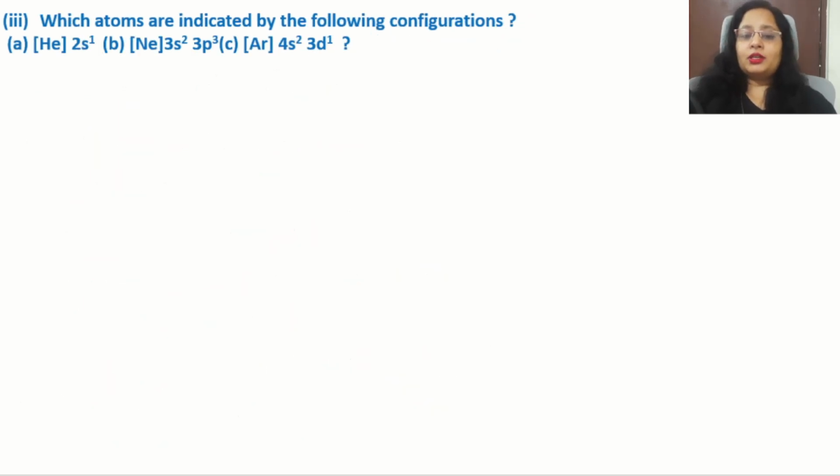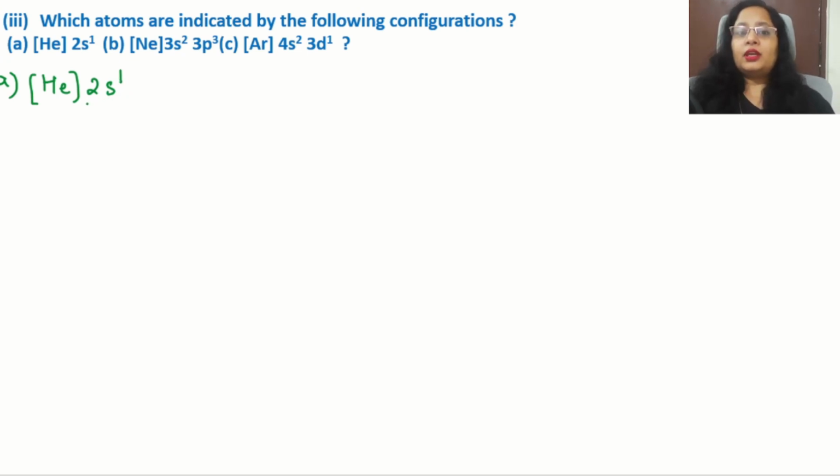Let's come to the third part. The third part is: which atoms are identified by the following configurations? Start with A. It is helium and 2s1.